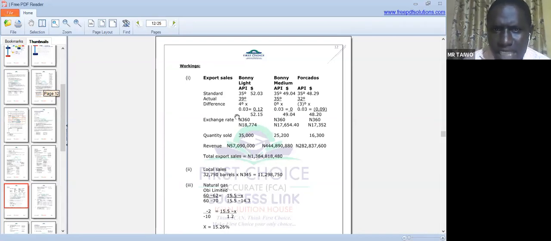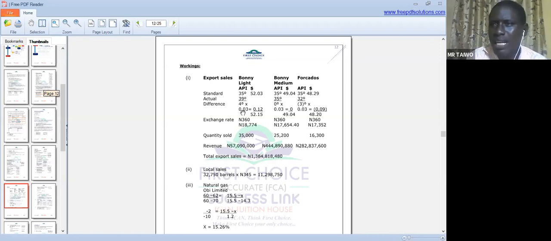Now, if you look at it, there's a 4-degree increase in the API for burning light. For burning medium, there is a 0-degree increase, because 35 degrees was the standard and the actual was 35 degrees, so there won't be any increase. But for the focados, there's a decline in the API from 35 degrees to 32 degrees. Can you now see? So there will be a 3-degree decline for focados, while for burning light there will be a 4-degree increase.